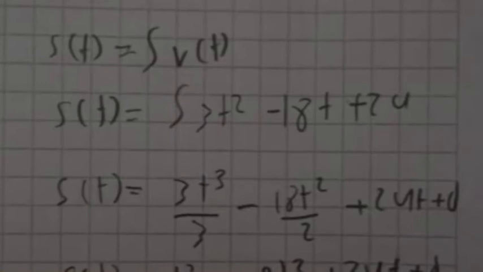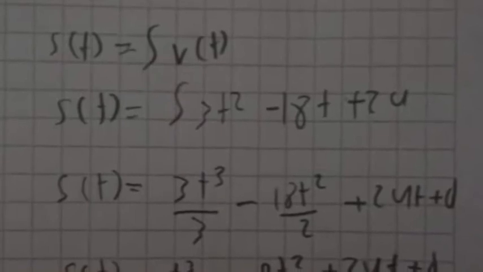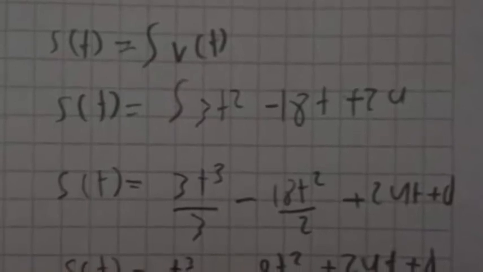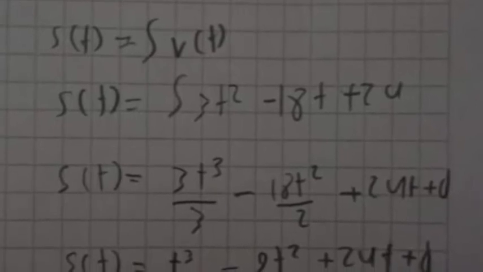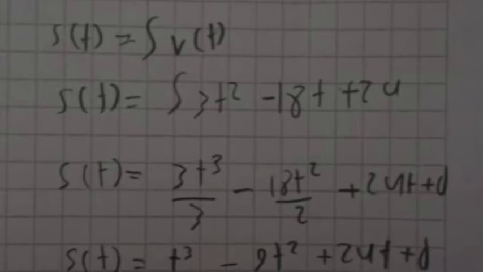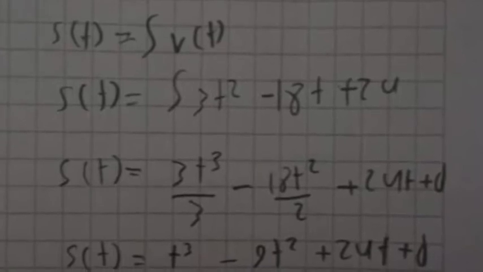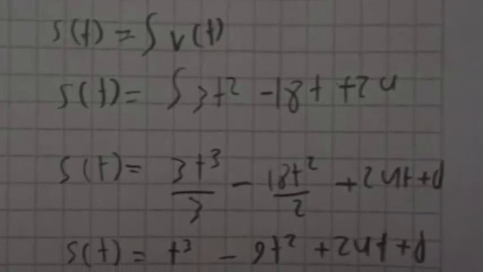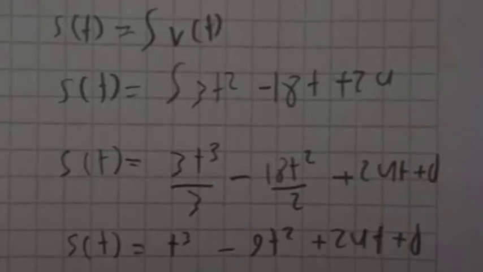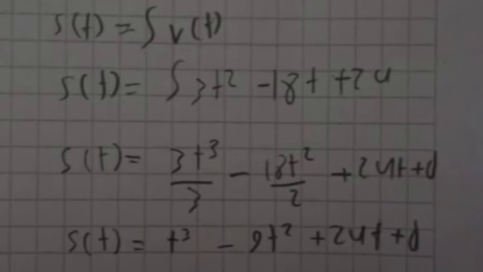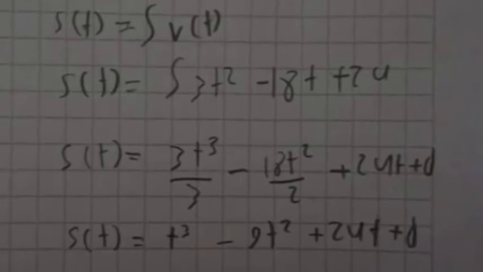Now that we have the velocity formula, we can get the position formula, that is the integral of 3t squared minus 18t plus 24. This is equal to 3t cubed divided by 3 minus 18t squared divided by 2 plus 24t plus d. Simplified, this is t cubed minus 9t squared plus 24t plus d.